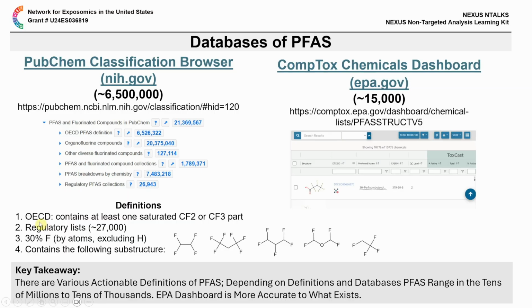So we talked about the OECD definition. In CompTox, the current definition is 30% fluorine by atoms excluding hydrogen. So this is a really nice definition because it gets to something being more fluorinated than not. You could have something that has a CF2 group but has hundreds or thousands of atoms, and that's just a small portion of its chemistry.